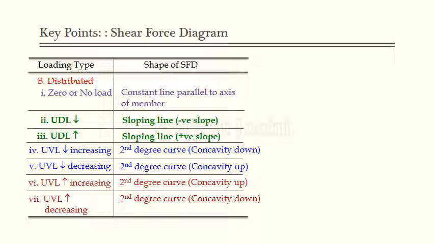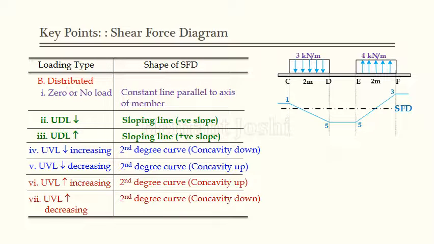Let's move ahead to distributed load. Distributed load means either there is no load at all, that means zero load, or there may be UDL or UVL. In case of no load, observe here, the DE portion does not have any load. So no load means W equal to 0. And we know that the integration of W is nothing but the change in shear force. So the integration of 0 is a constant line. That's why the shear force diagram is a constant line here. That is the first part.